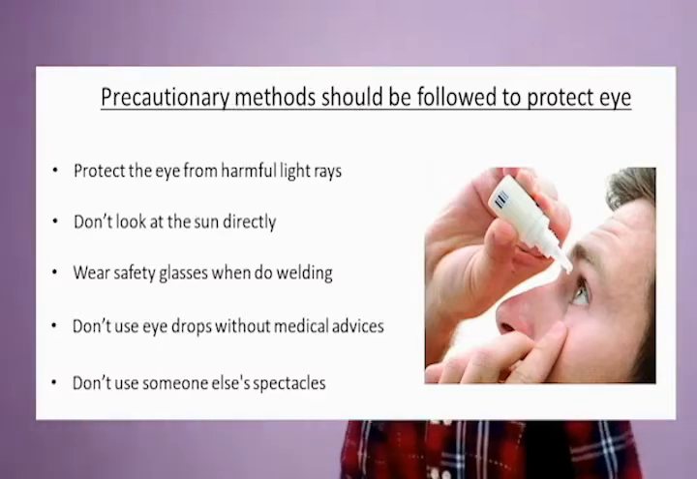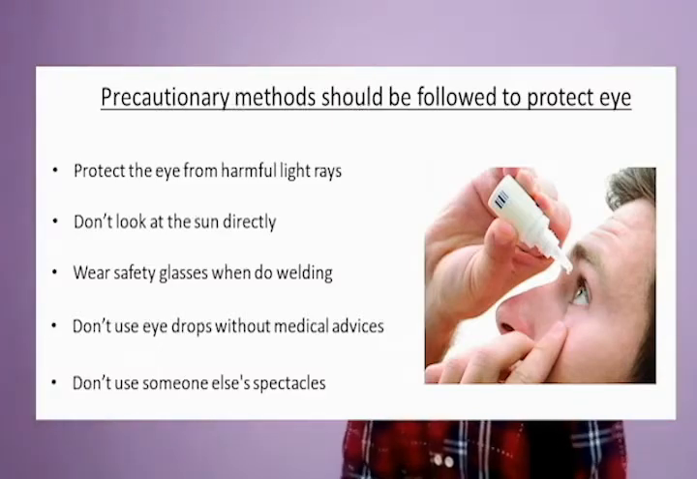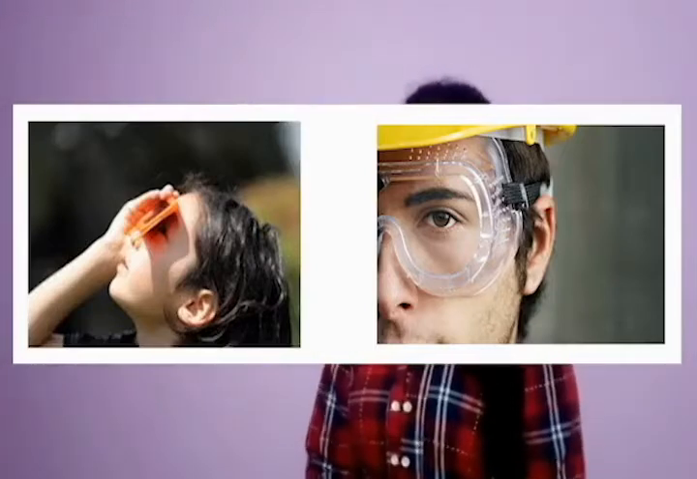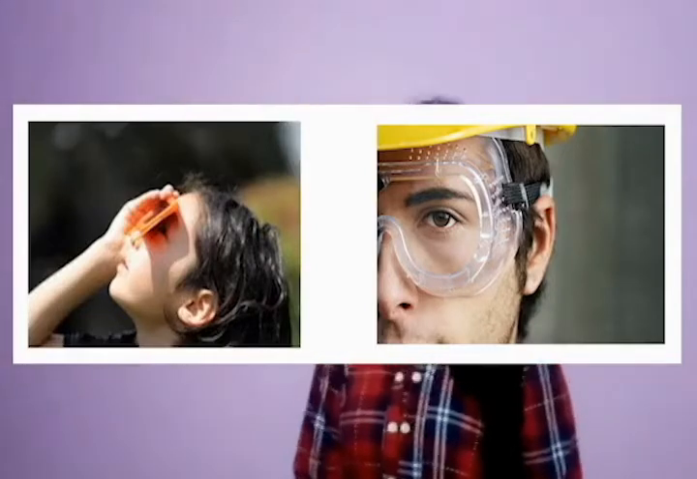And then we have come to the last part regarding the eye. It is about the precautionary methods that should be followed to protect the eye from eye diseases and eye defects. We should protect our eye because it is a sensory organ in our body. So as an example, do not look at the sun directly and wear safety glasses when doing works like welding. And do not wear others' spectacles, etc. I think you should understand many things about the eye. So thank you.